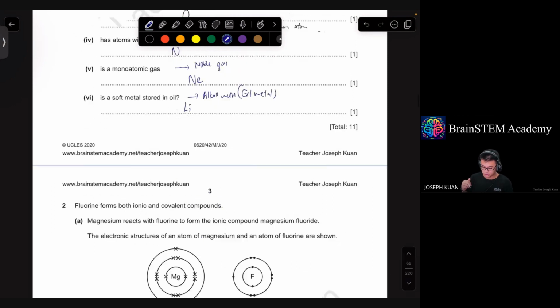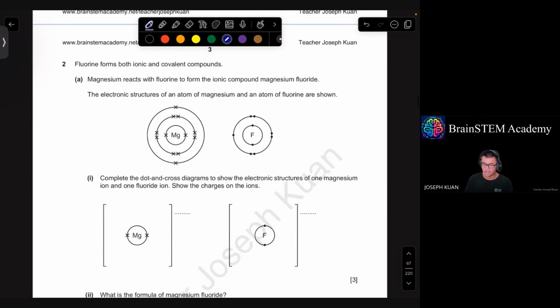All right, next question. Fluorine forms both ionic and covalent compounds. Magnesium reacts with fluorine to form the ionic compound magnesium fluoride. The electronic structures of an atom of magnesium and an atom of fluorine are shown. Complete the dot and cross diagrams to show the electronic structures of one magnesium ion and one fluoride ion. Show the charges on the ions. Now, we know that the electronic configuration of magnesium atom is 2,8,2, whereas for fluorine is 2,7.